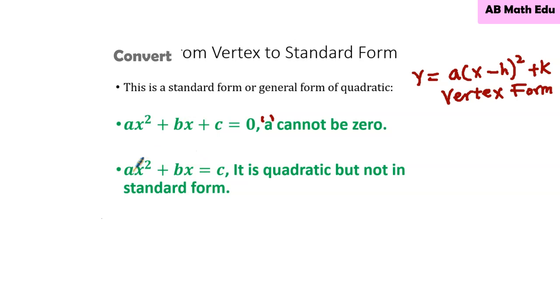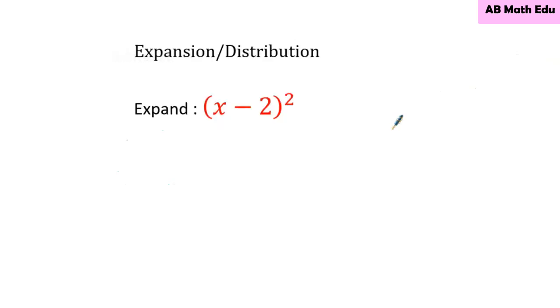So if you're taking your exams and you see this is not in the standard form, for the standard form, zero has to be on one side, either left or right. So we need a little skill before we can do the vertex form easily. So if you have this, how are you going to expand it or how are you going to distribute?